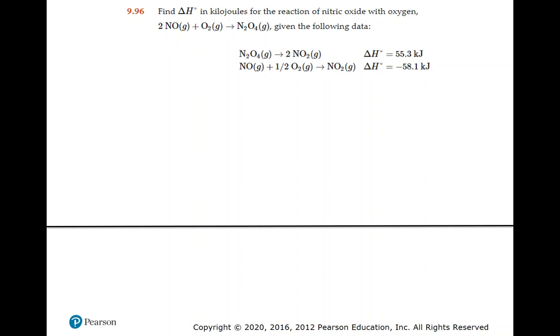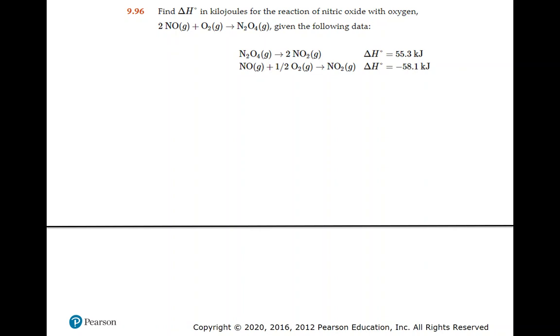We have 2 moles of NO gas, which is nitric oxide. Technically, the correct name is nitrogen monoxide, but it's more commonly known as nitric oxide. That reacts with 1 mole of oxygen gas to form 1 mole of dinitrogen tetroxide, N2O4, and all those things are in the gaseous state.